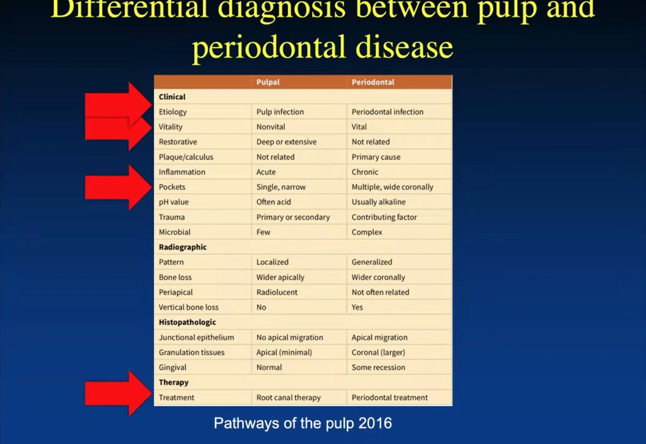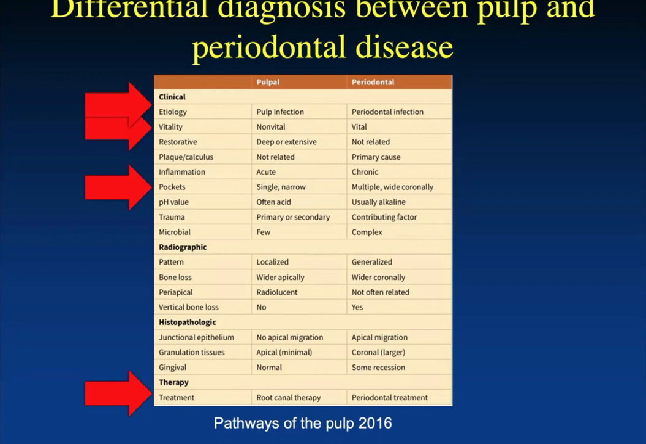Now, the differential diagnosis between pulpal and periodontal disease. The etiology, of course, in the pulpal case is pulp infection. In the periodontal case, it's a periodontal infection. Generally, we can decide by vitality. In periodontal disease, the teeth are vital. And as well, we have the pocket. Usually in the pulpal case, as I said, it could be a single narrow pocket that's draining around the tooth. In the periodontal case, it would be a wide pocket around it. The treatment for the pulpal is root canal therapy. For the periodontal, it's periodontal treatment.